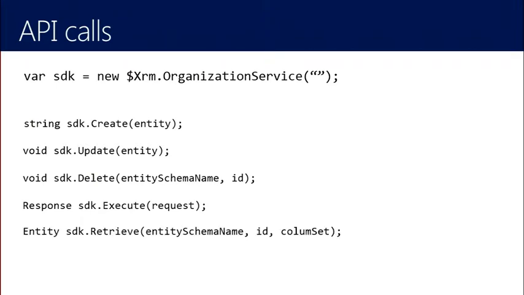You have retrieve, which takes in an entity schema name, ID, and a column set. Just like in .NET, you can pass true to the column set to get all the columns, or you can pass in an array of attributes to get the columns that you just need. We've implemented retrieve multiple as well. We only support fetch XML. Query expressions aren't supported. It was just too cumbersome to do, and fetch XML is a bit nicer.